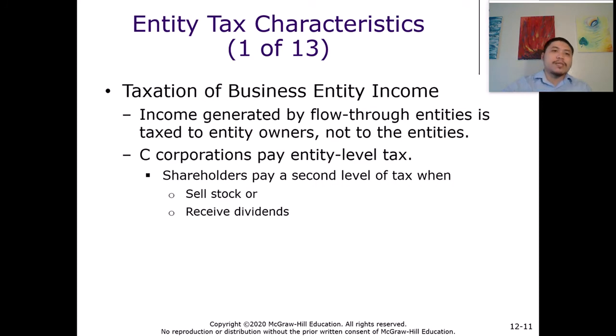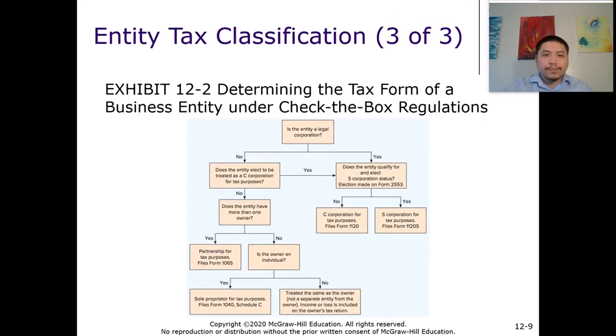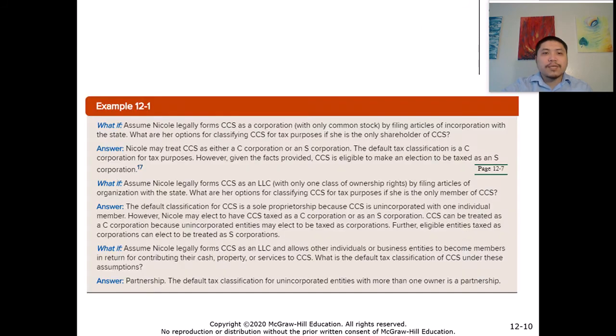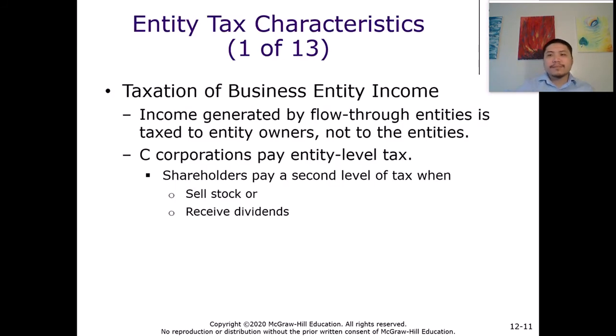So let's talk about the differences in tax characteristics of these types of entities. First of all, let's talk about the C corporation. As we know, the C corporation has its own tax rate and files its own tax return. They have their own tax rate that they have to pay, and currently the tax rate for corporations is a flat rate of 21%.